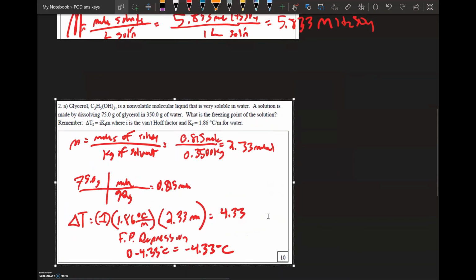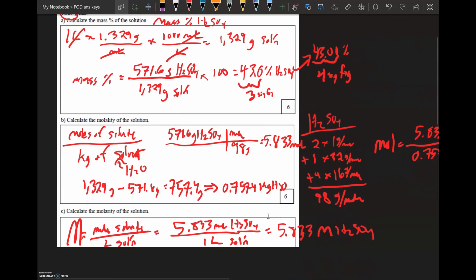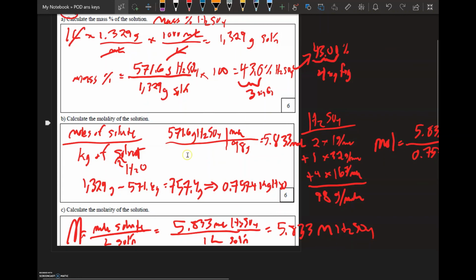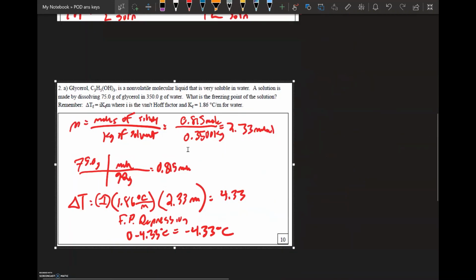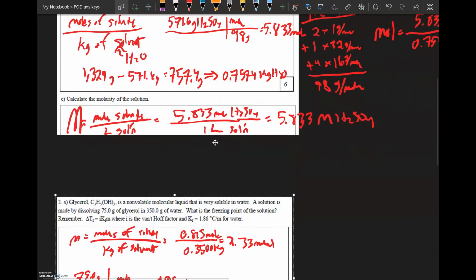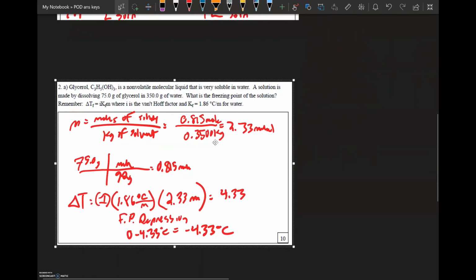So the combination of these two questions, you need to understand the concentration units before you're able to go into the colligative properties. So that's why I wanted to present these two problems to you in the order that I presented them. So hope this makes sense.